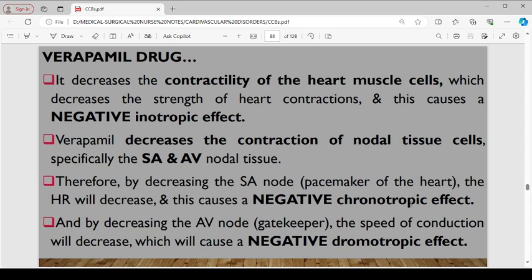Additionally, verapamil can also decrease the conduction at the AV node, that is the gatekeeper, okay? It decreases the conduction of those impulses at this point, and this reduction in conduction leads to a negative dromotropic effect. And thus we refer to a reduction in conduction of impulses as these drugs having a negative dromotropic effect.